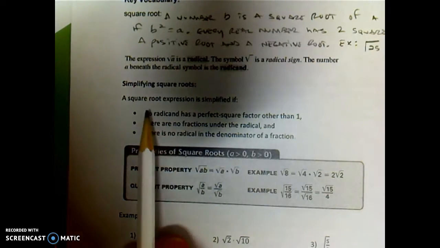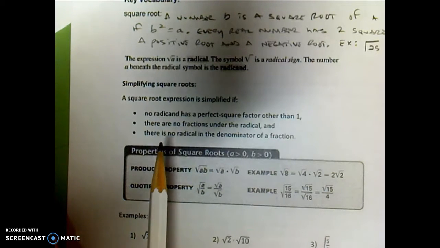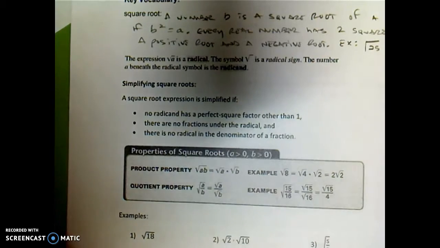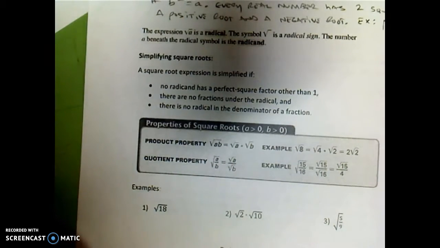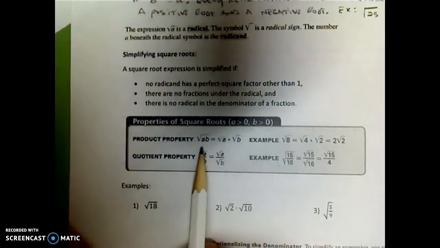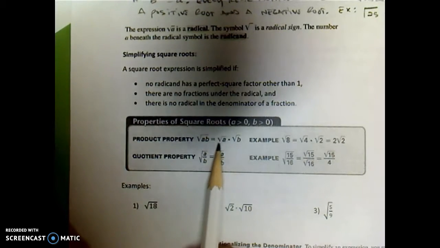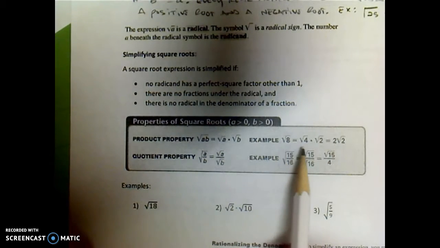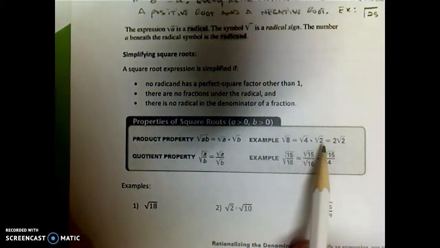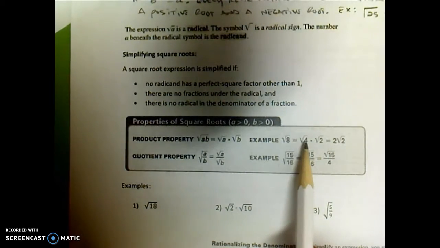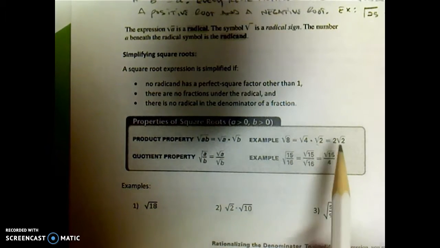And this is how that's done. A square root expression is considered simplified if there's no perfect square factor other than 1 underneath the radical, there are no fractions under the radical, and there's no radical in the denominator of a fraction. In order to do this, we're going to use a couple of properties. One of them is called the product property. I can take the radicand and split it into two factors. Each one, then, can be written with its own individual radical sign. For instance, square root 8 can be written square root 4 times square root 2. It's important that one of those factors is a perfect square. That's the whole point of this, is I'm trying to reduce this down by taking that perfect square factor out. Square root of 4 is 2, and then times the square root of 2.